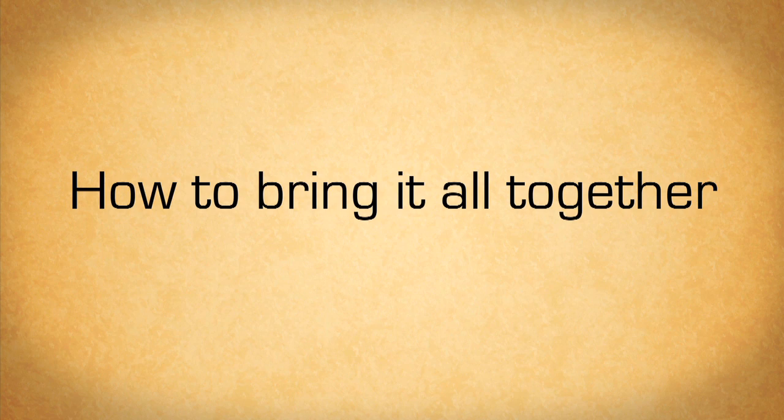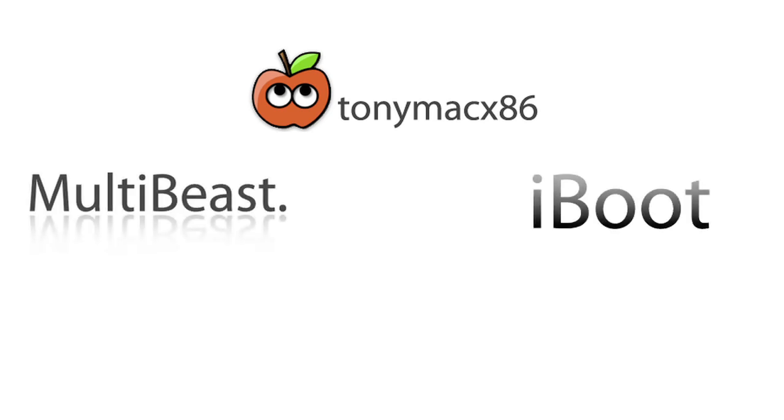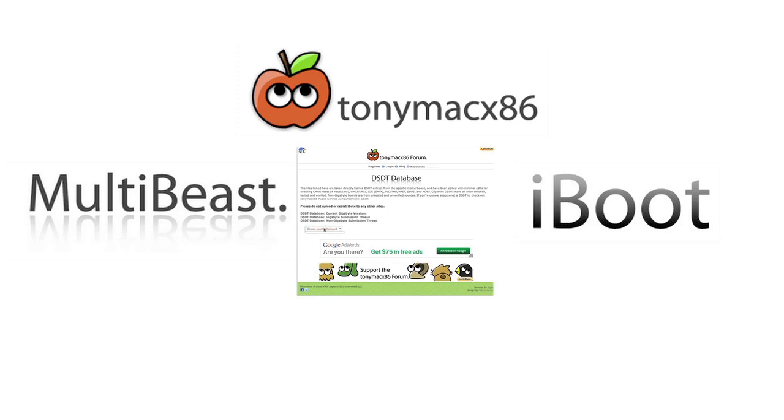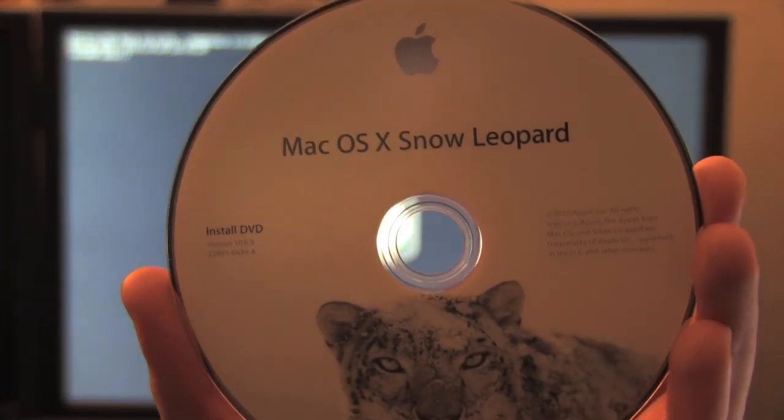This whole install process could not have been made easier thanks to Tony Mac X86 and his forum. First, you'll need to download MultiBeast and iBoot from his website. You'll also want to get the DSDT for your motherboard found on Tony Mac's website as well. Like I said before, the links are at the bottom of this whole guide. You'll also want to download the latest update for OS X found on Apple's website. You'll want a fresh copy of Snow Leopard.